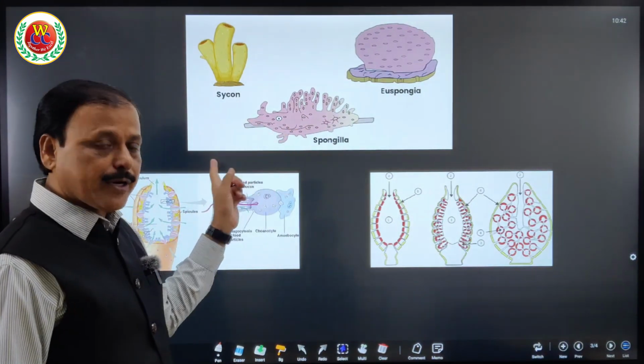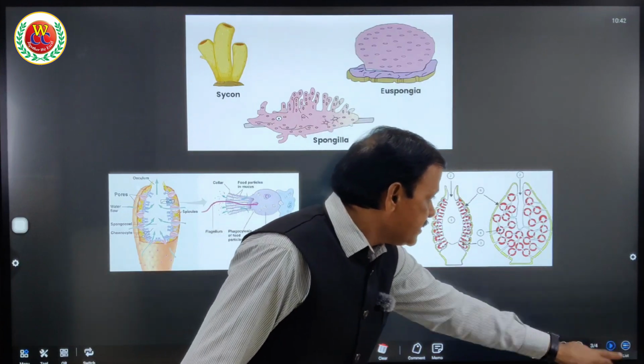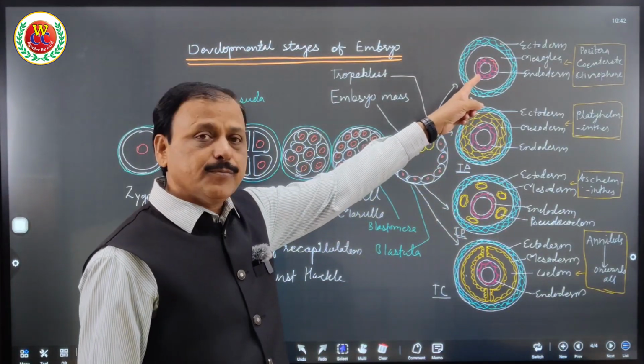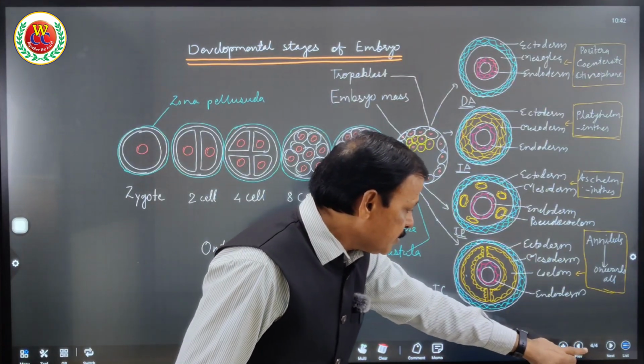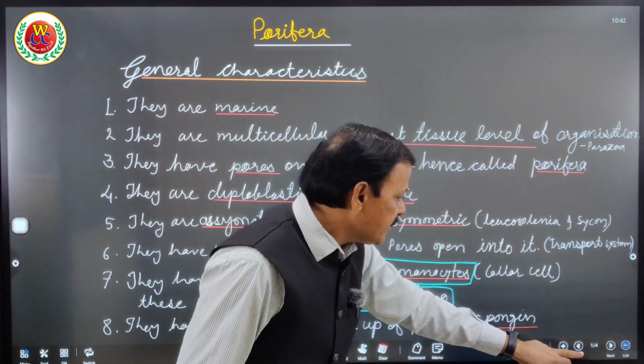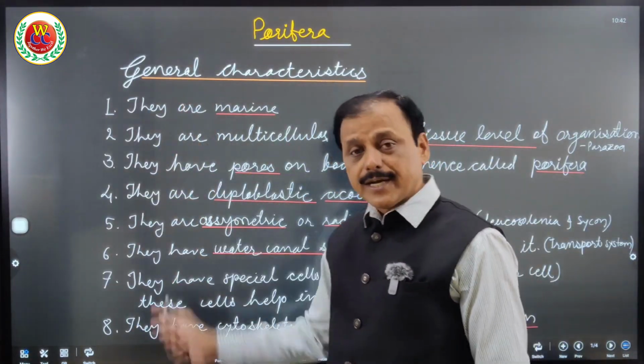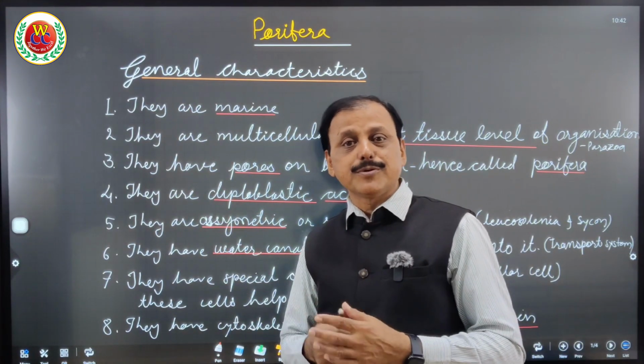And this is the diagram about Porifera. I hope you got this diagram. Plus, in addition to that, Porifera are diploblastic. With this diagram, it's very clear to you. I hope you understood all the characteristics I mentioned, with the idea of how to remember and what kind of sequence there should be.